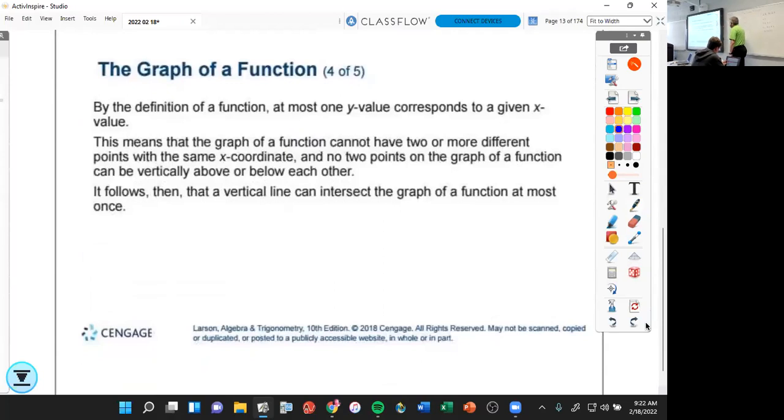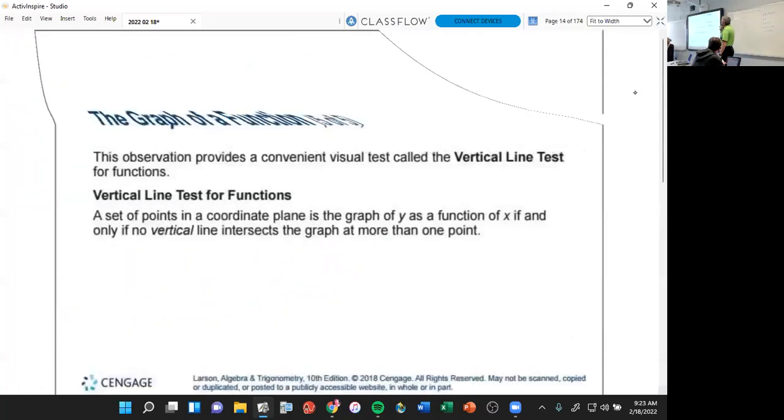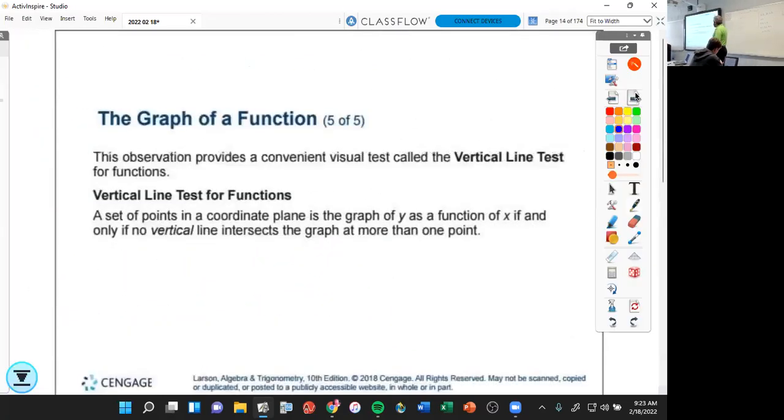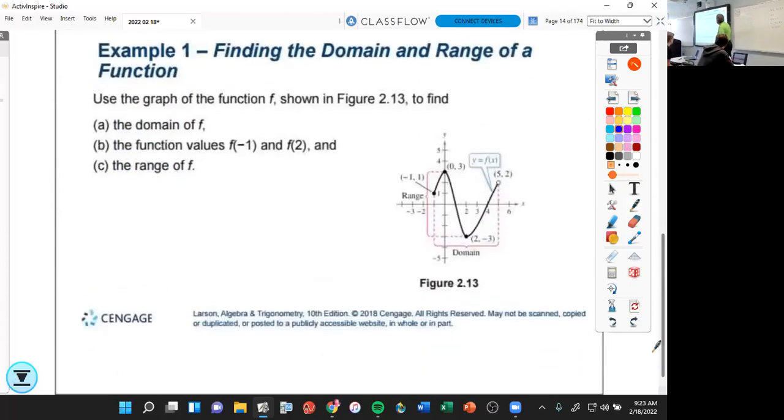By the definition of a function, at most one y value corresponds to a given x. So a graph cannot have more than one y value for any x, which means it has to pass the vertical line test to be a function, right? This observation provides a convenient visual test called the vertical line test. So for the vertical line test, take that vertical line, slide it around. If it only touches once, then yes, it's a function.